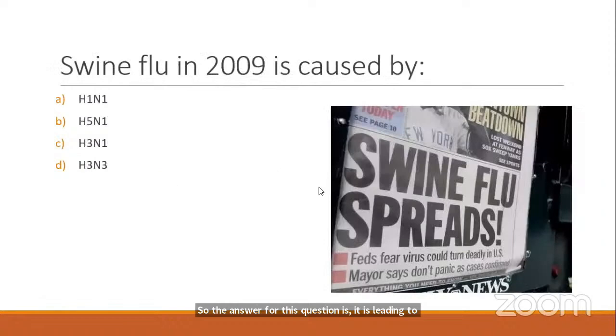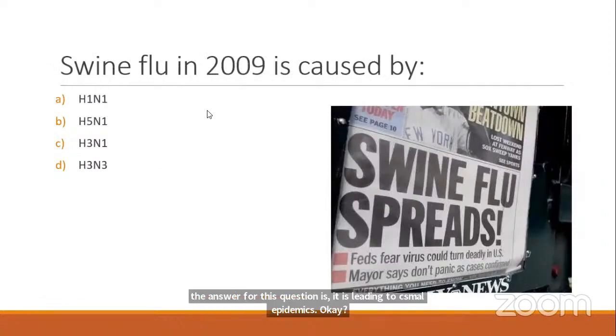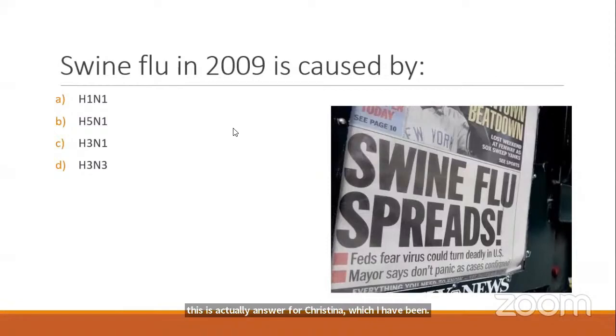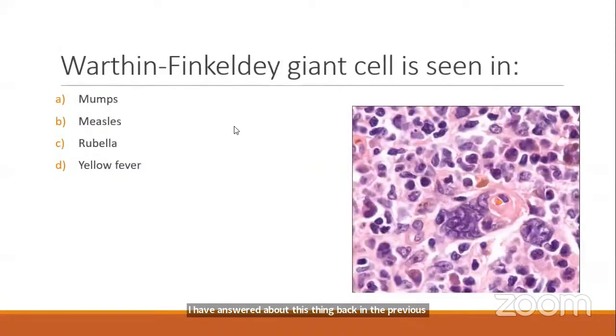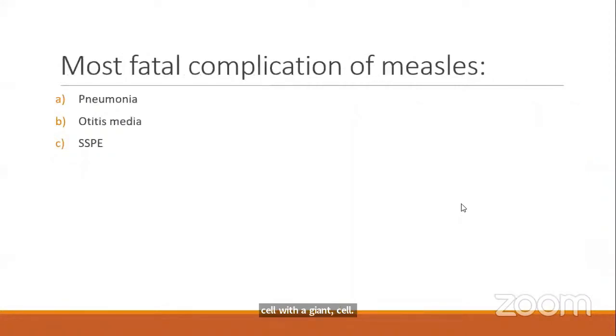So this is actually the answer for the question which I have answered previously. So this also I have given. This is the Warthin-Finkeldey giant cell, which is seen in case of measles virus. You can see there are multiple cells coalesced into a single cell with a giant cell appearance. Okay, so it's seen in case of measles.